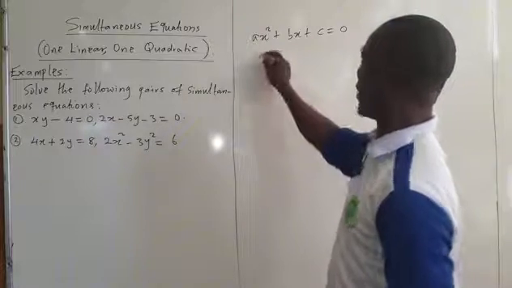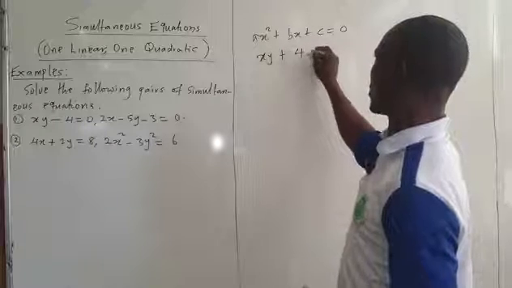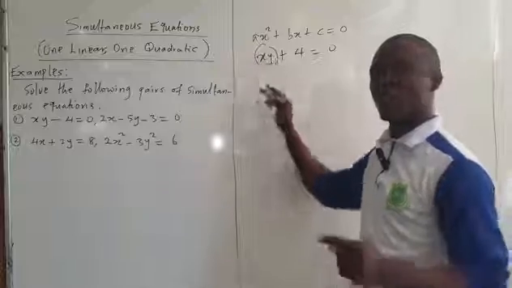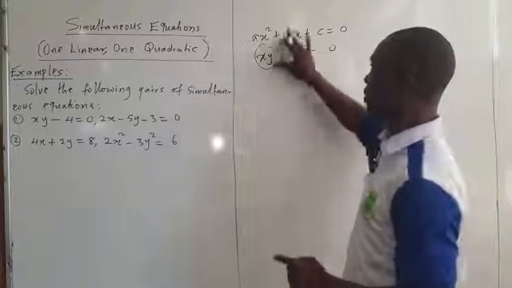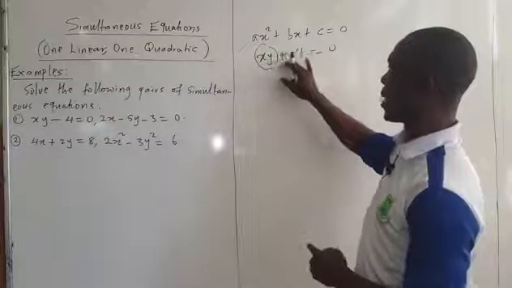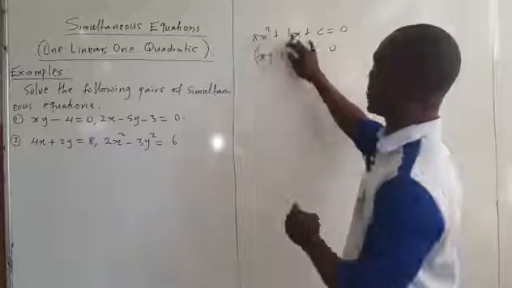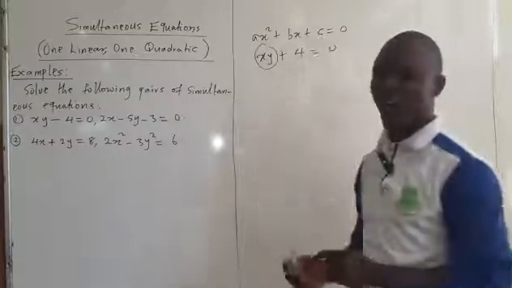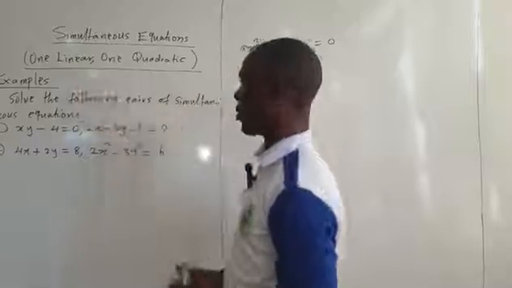Also, if you have xy plus 4 equals 0, this is another form of quadratic equation. You can see we multiply two unknowns together. So this is another form of quadratic equation, that is xy plus 4 equals 0. Or when we have ax squared plus bx plus c equals 0, where a, b, and c are constants. So that will lead us to today's topic, which is one linear, one quadratic.